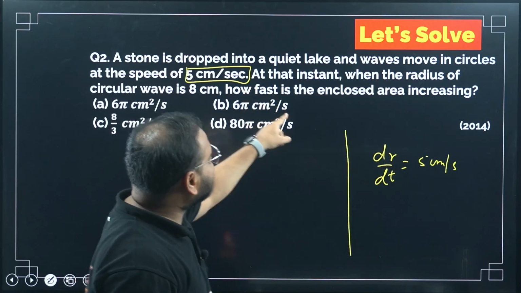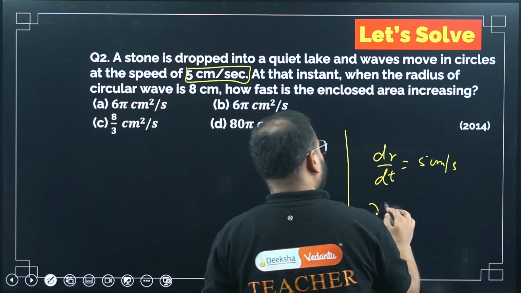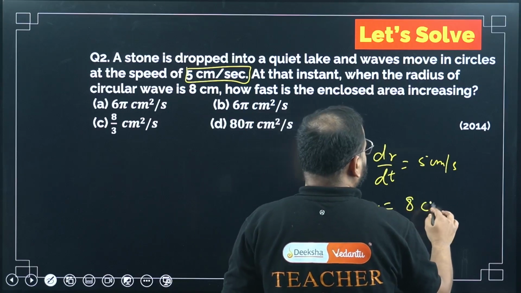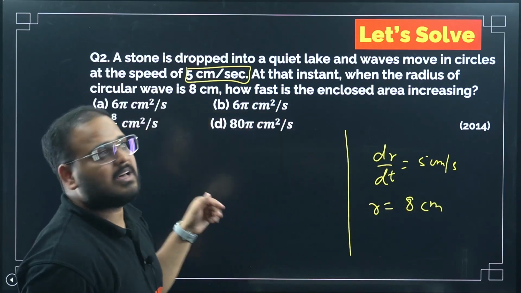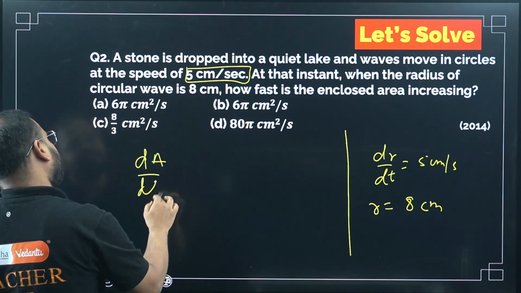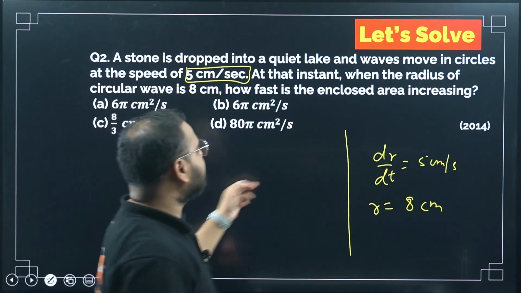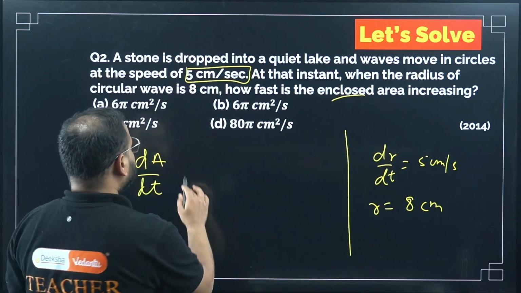At that instant, when the radius of the circular wave is 8 centimeters, they have also given the radius. How fast is the enclosed area increasing? So what are they asking? How fast, they are asking us dA upon dt, right? How fast means with time. Enclosed area means area. What is the shape? The shape is a circle. So what is the formula going to be?